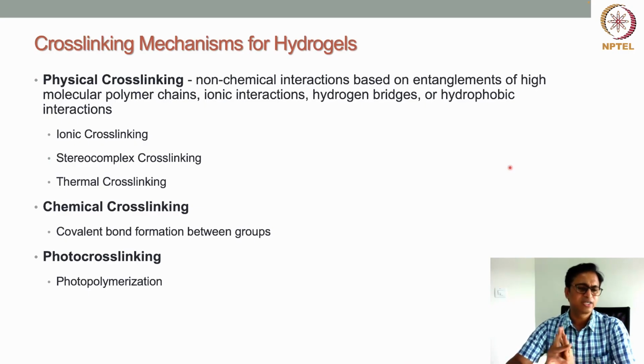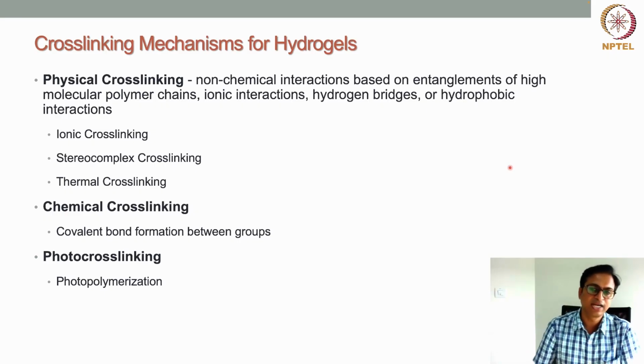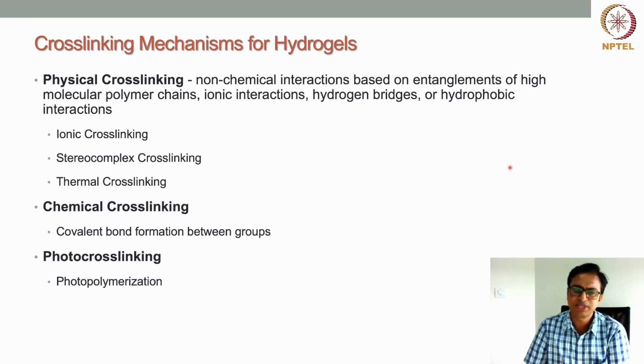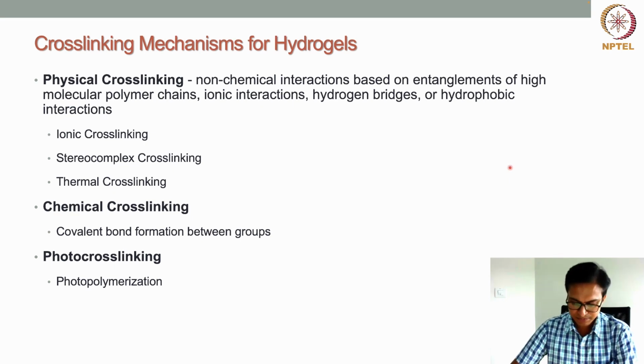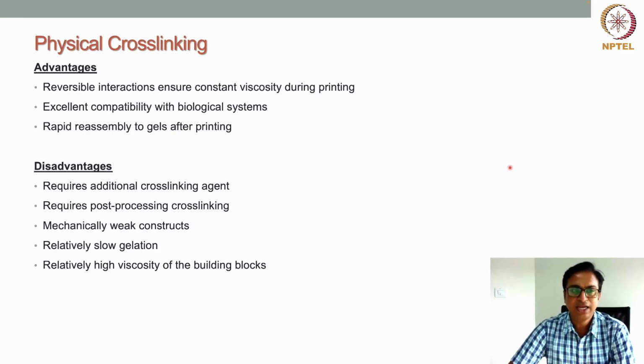So there are different materials, like gelatin methacrylate, polyethylene glycol diacrylate, and various other materials. Those are photosensitive, or those can be photo cross-linked with the help of light. So these are the different cross-linking mechanisms for hydrogel. Now we'll discuss the advantages and disadvantages of each of these cross-linking mechanisms.